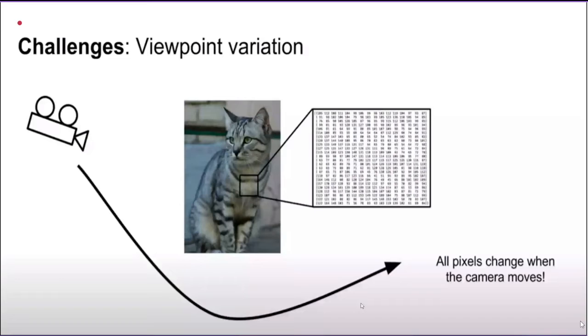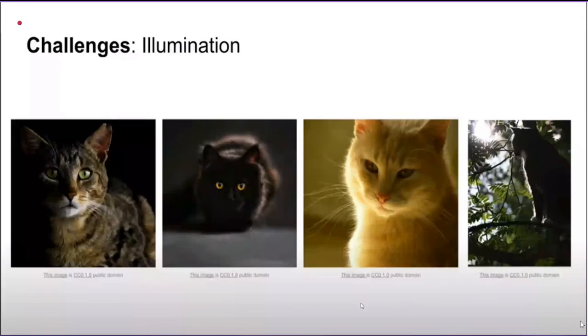Another thing is, depending upon the light conditions, the picture intensity may change. For example, you can see different cats, but the intensity of the light varies. So when the intensity of the light varies, the illumination varies, and the pixel value changes.